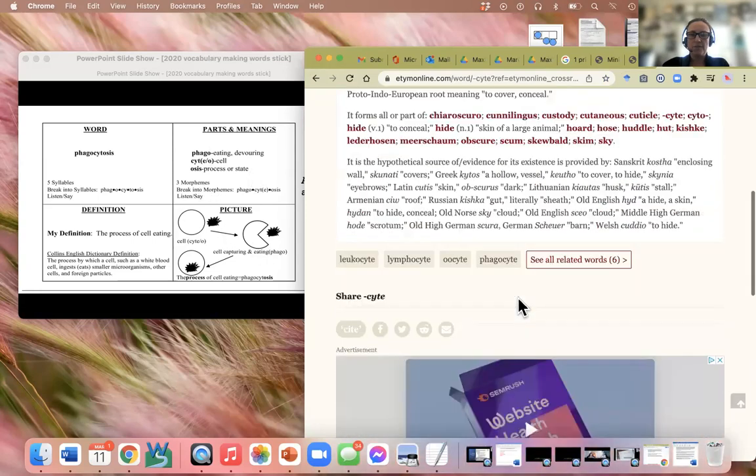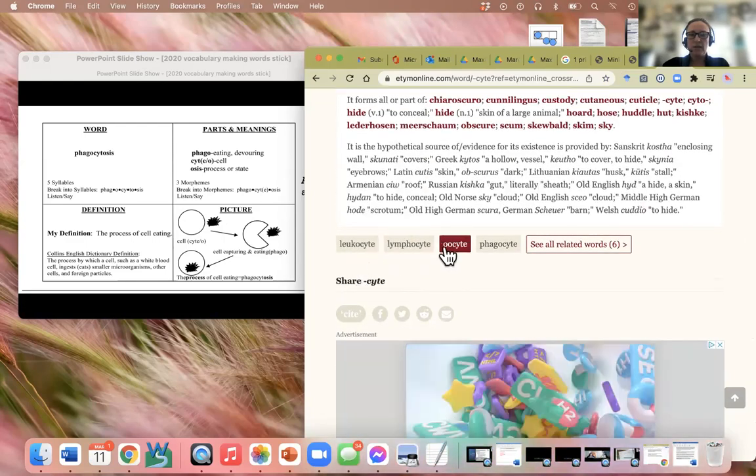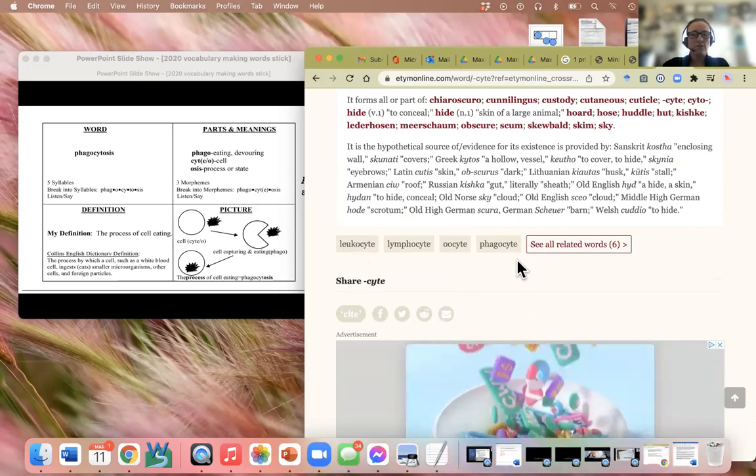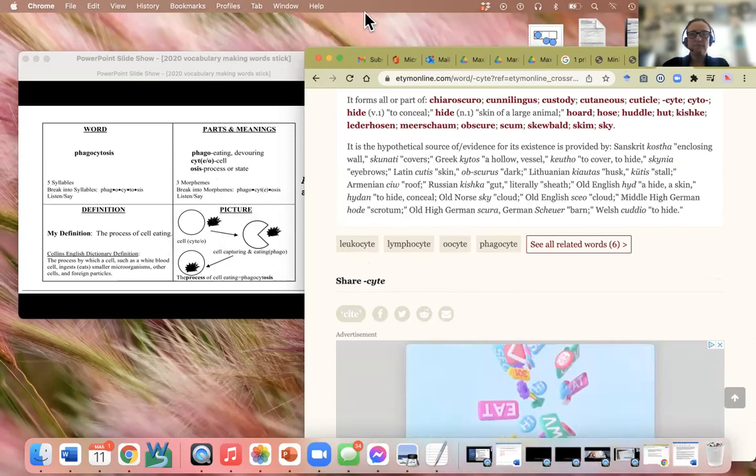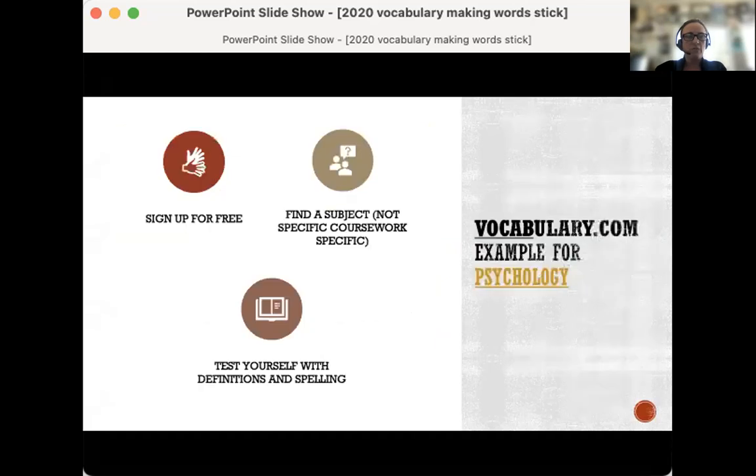The cool thing is it gives you a bunch of different words like leukocyte, lymphocyte, phagocyte, whatever, right? So you've got these different connections automatically from that website. Okay, so that's Etymology Online. It gives you the history of the word, but it also gives you connected words and the meaning parts of the words, those kinds of things.